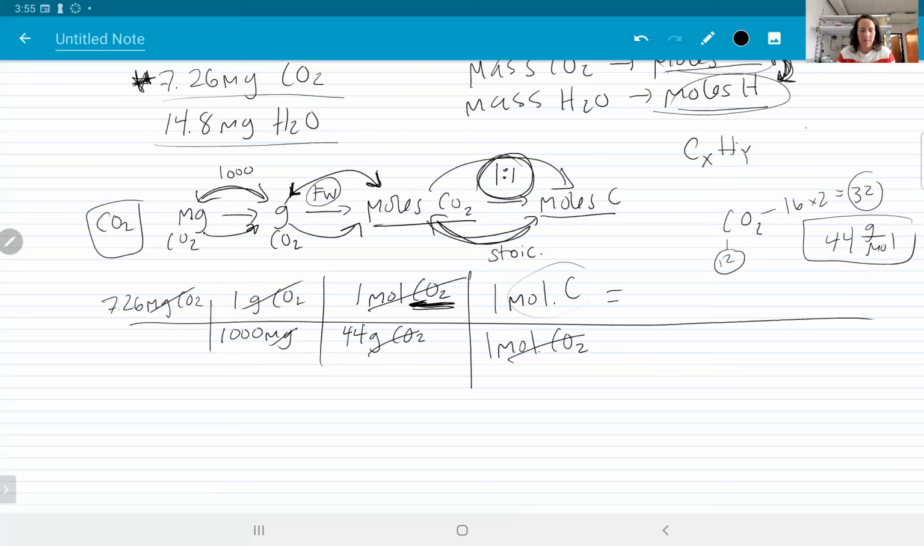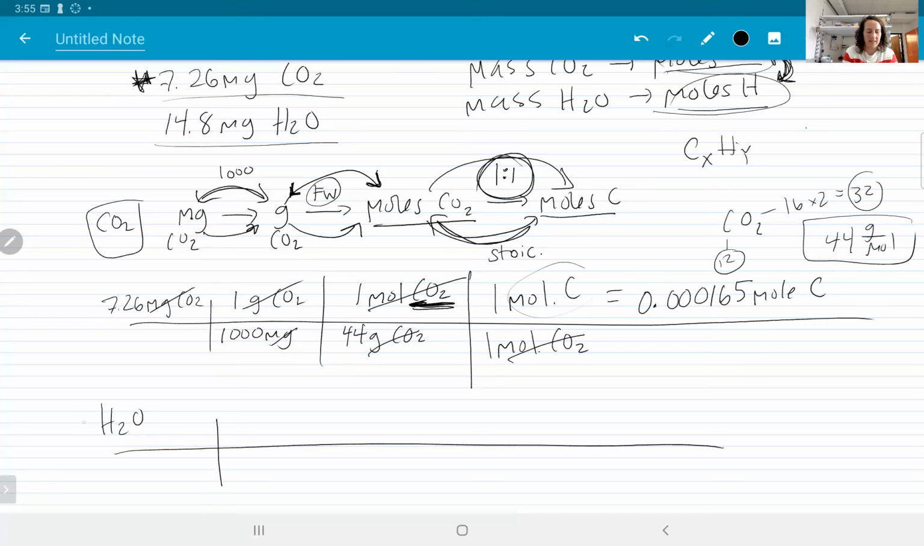So if I do a quick mathematical calculation in my calculator, I would do 7.26 divided by 1,000 divided by 44 times 1, and I get 0.000165 moles of C. Now I have to do it for H2O. All right, so H2O, we're going to do our dimensional analysis. Put it over here. What's my starting amount of H2O? It is 14.8 milligrams of H2O.